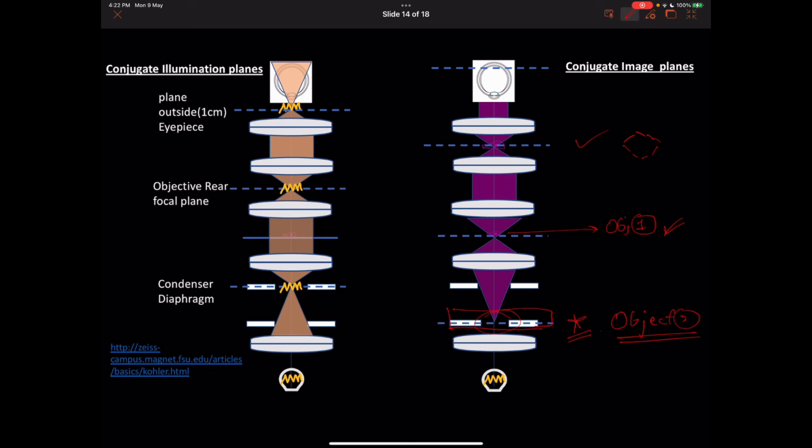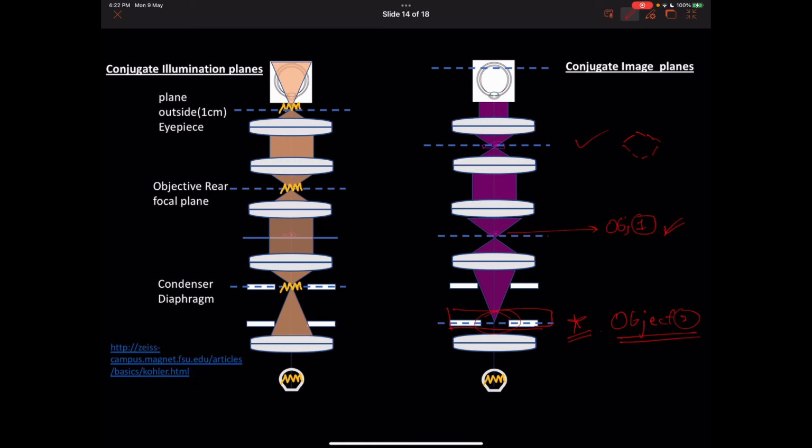Now, if we think about it, our sample is being imaged by the objective lens, but the field diaphragm is being imaged by the condenser lens. Now, if our condenser lens is not positioned at the right place, then what will happen? This image of the field diaphragm will not be formed sharply in the subsequent conjugate imaging planes.